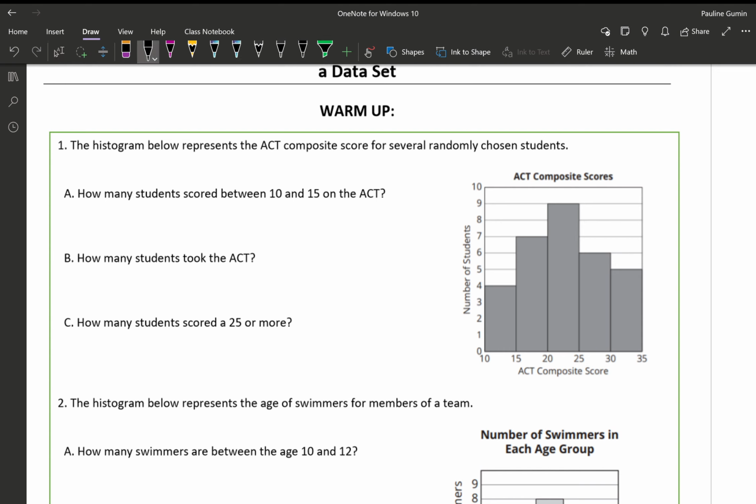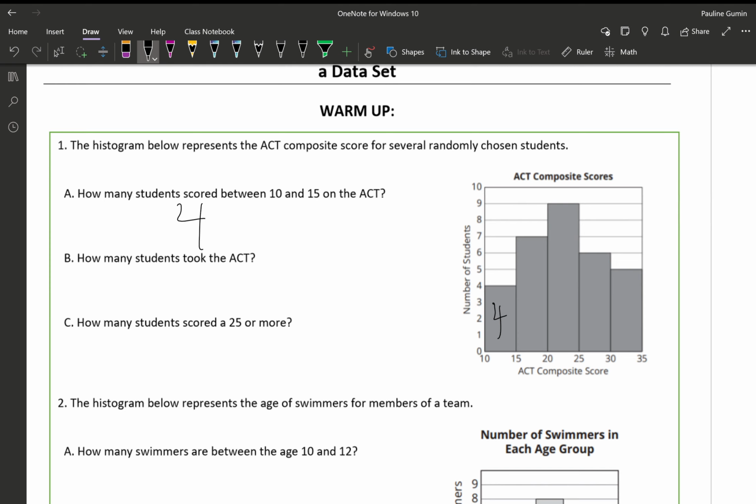First of all, this is a histogram that shows ACT composite scores for randomly selected students at some school. How many students scored between 10 and 15 on the ACT? So what we do for this is we locate the interval 10 to 15, and we look how high it goes. And it goes up to four students.